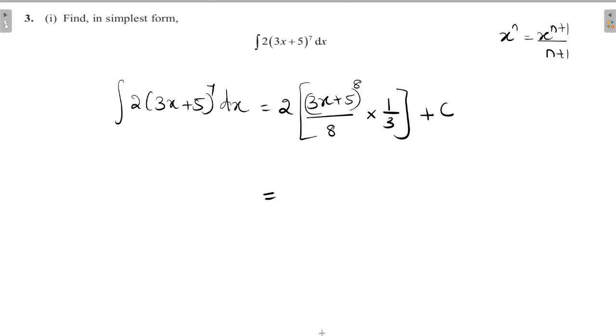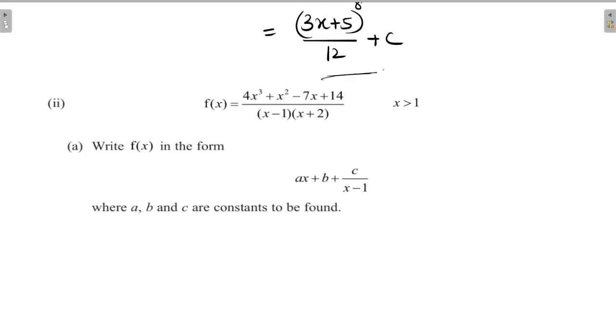This is equal to, 2 and 8 can be divisible by 2, so here is going to be 4. (3x plus 5) to the power 8 divided by 4 times 3 is 12, plus c. This is the first part of the answer. See the second part of the question.